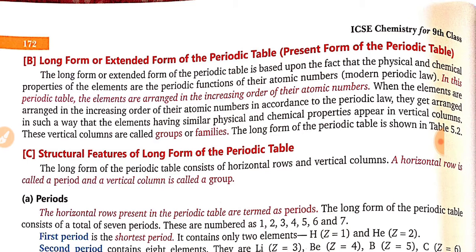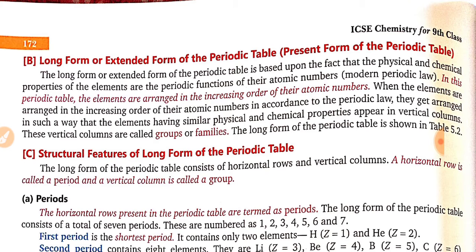Last week, in the chapter The Periodic Table, we discussed Mendeleev's periodic table and its merits and demerits. Today, we will study the long form or extended form of the periodic table. It means the present form of the periodic table, the new or modern periodic table which we use nowadays.